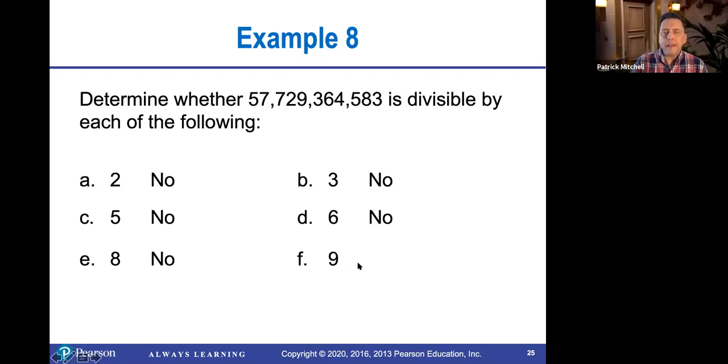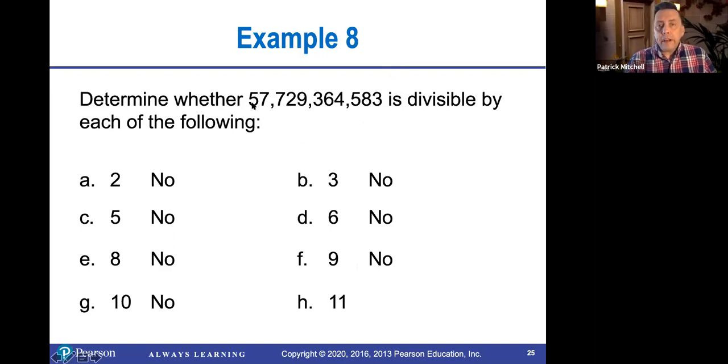Is it divisible by 9? Well, those digits added up to 59. 59 is not divisible by 9. It wasn't divisible by 3 either. It's not divisible by 10 because it doesn't end in a 0. Okay, so now I finally get a chance to explain to you the test for 11.